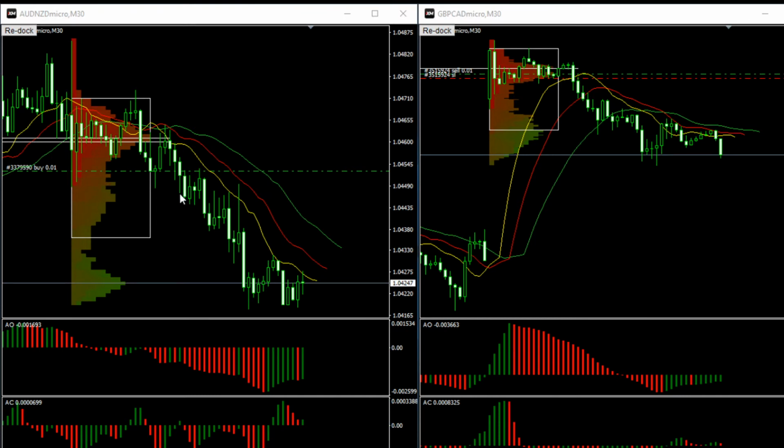Aussie New Zealand is a different story here. We bought at 1.0452, which is here. Price continued to drop down. I think we were looking at a possible reversal somewhere close to this area, and that didn't really play out because we took that position I think either Wednesday or Thursday. So it's currently at a loss, and we're just nursing the drawdown.